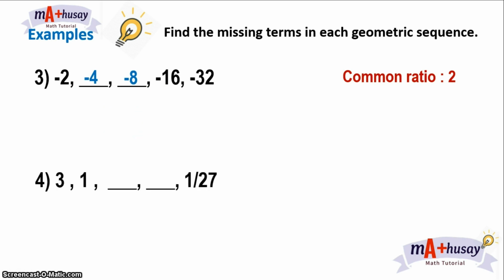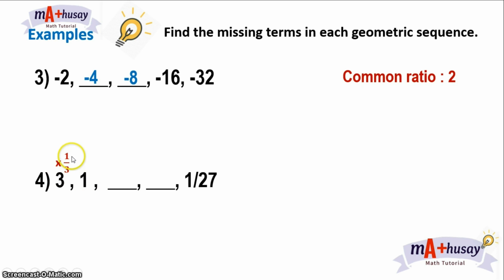Let's take the fourth example. 3, 1, blank, blank, and 1/27. So in this case, how do you get the common ratio? Now again, mayroon tayong magkasunod na terms which are 3 and 1. So we take 1, divide it by the term that precedes it, which is 3. So 1 divided by 3 is 1/3. So we know that the common ratio should be 1/3.